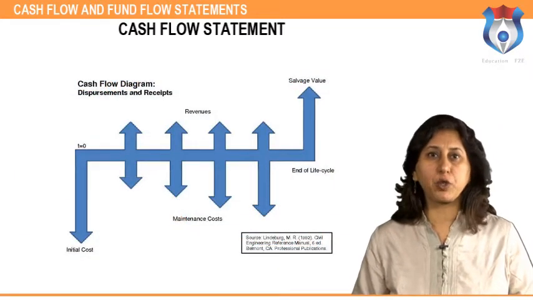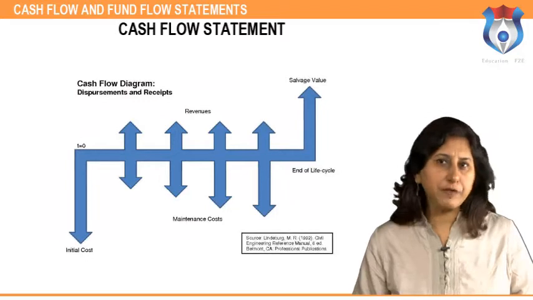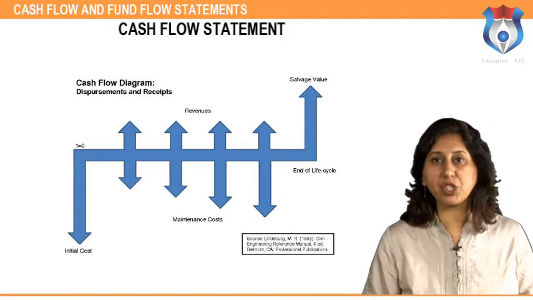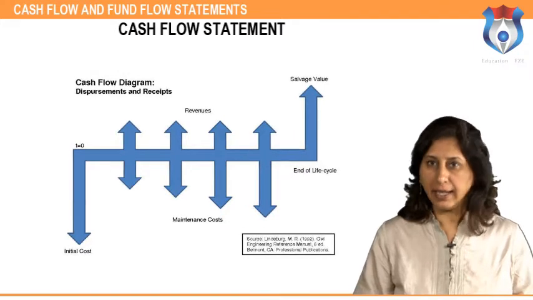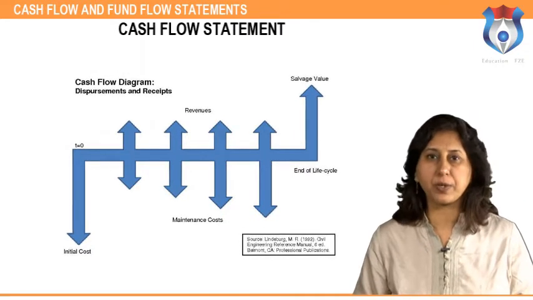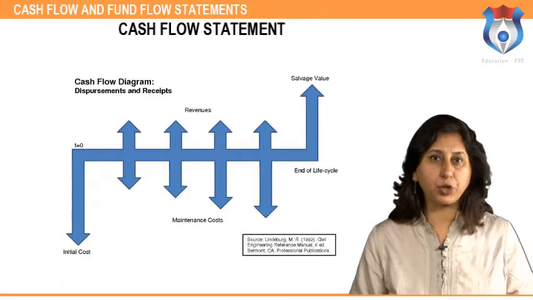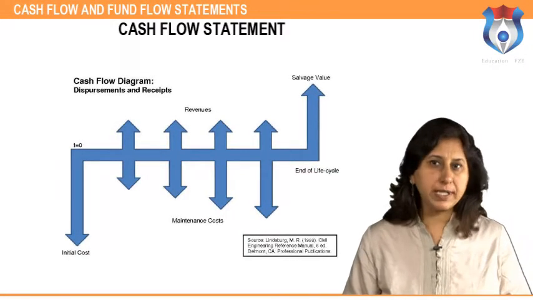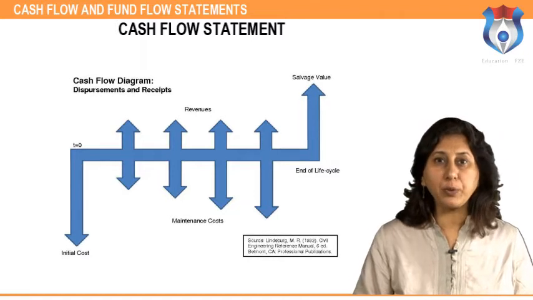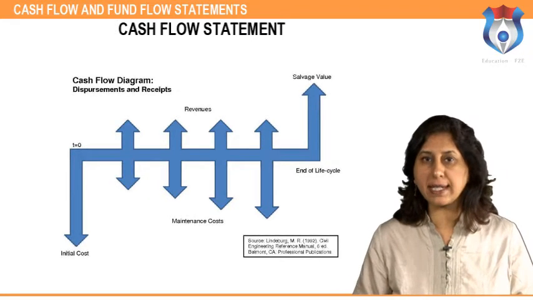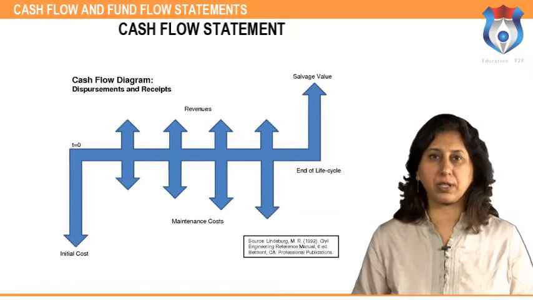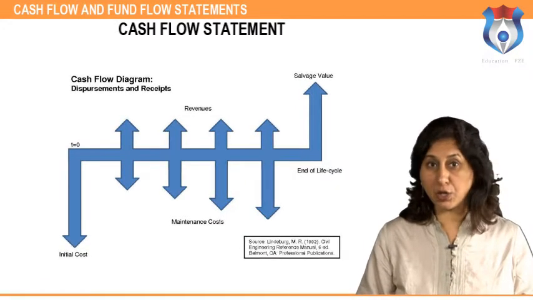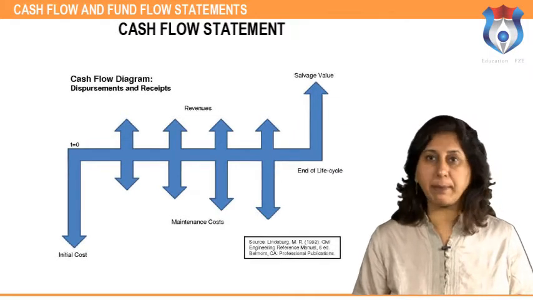Uses of cash flow statement. Cash flow statement is an essential tool for short-term financial analysis and planning. Its main advantages are as follows: planning and coordination of financial operations. Cash flow statement is useful in evaluating financial policies and current cash position. A control device: cash flow statement is also a control device for the management.